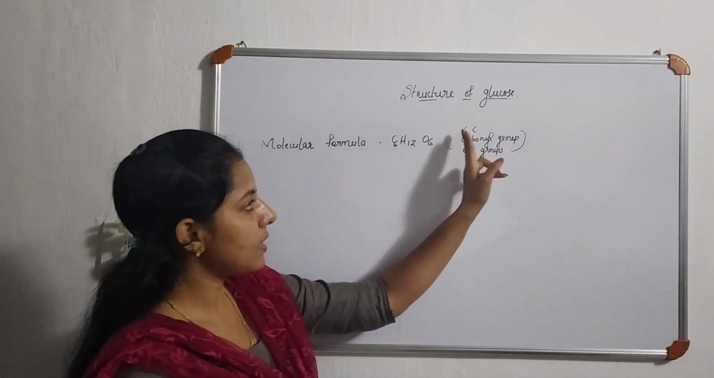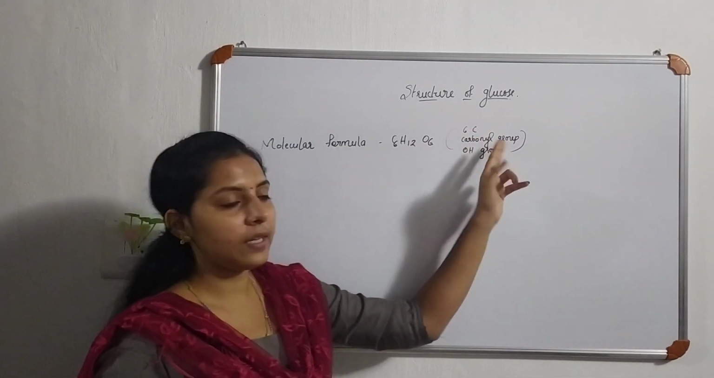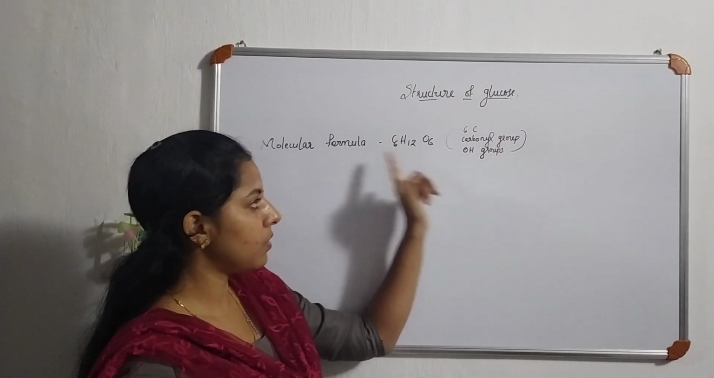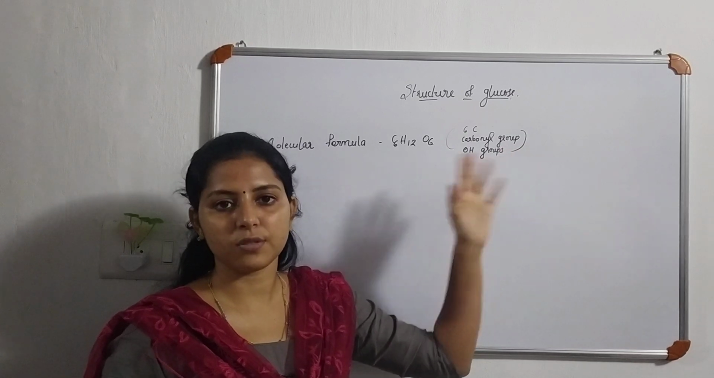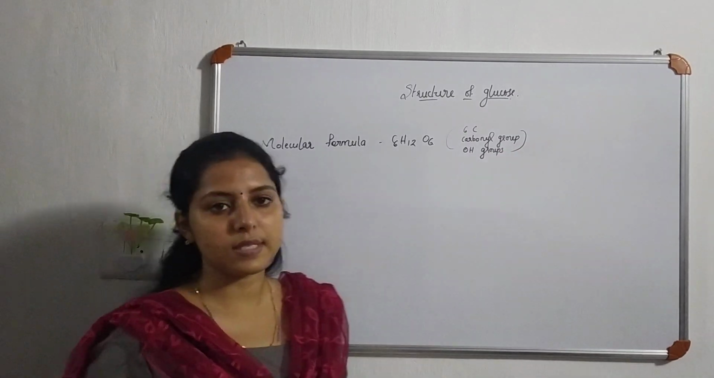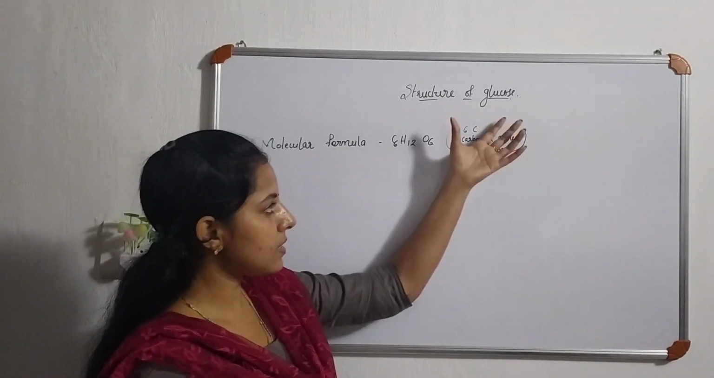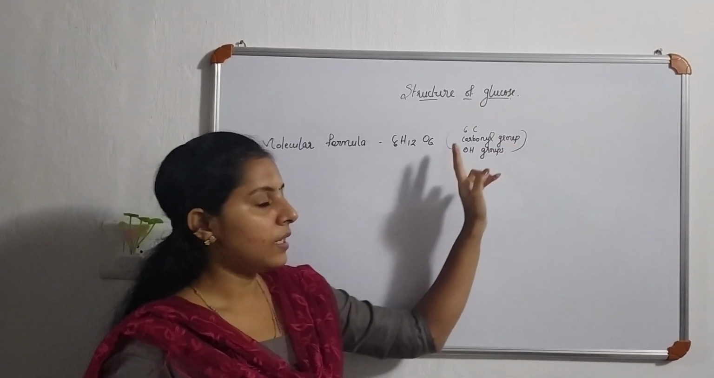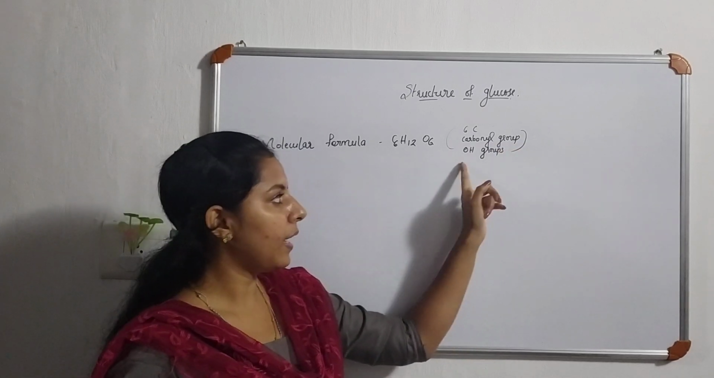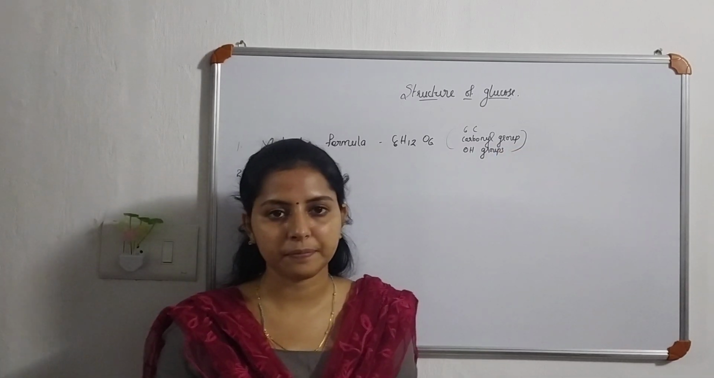That means it contains 6 carbon, and there is an aldehydic or ketonic group in this glucose, and there are also OH groups, because polyhydroxy aldehydes or ketones are carbohydrates, and this glucose is a carbohydrate. So this is the information we obtained from its molecular formula. It contains 6 carbon, there is an aldehydic or ketonic group, and there are some OH groups.